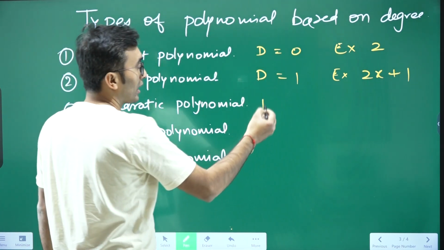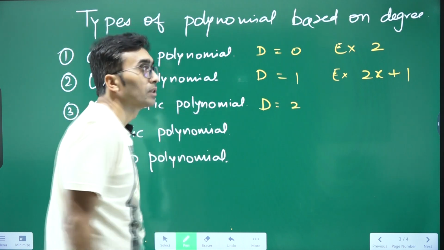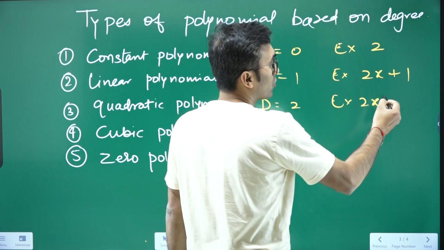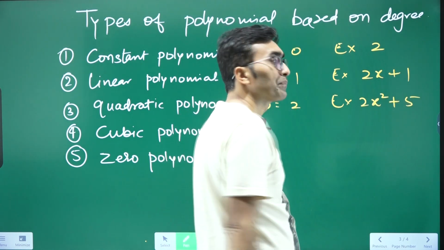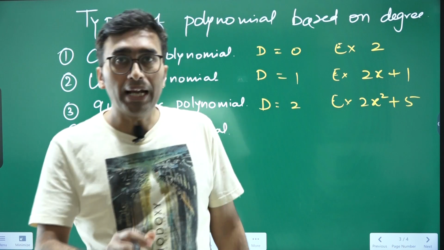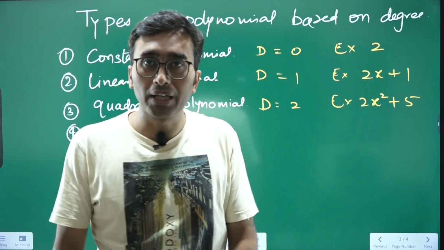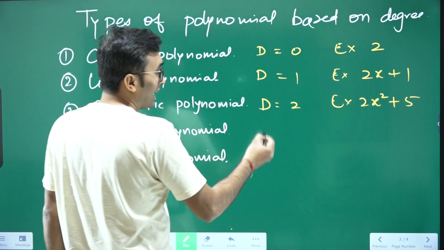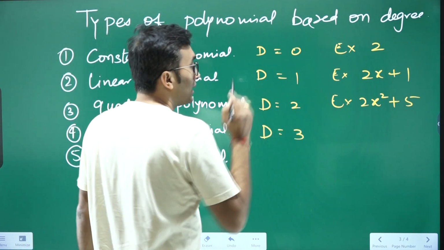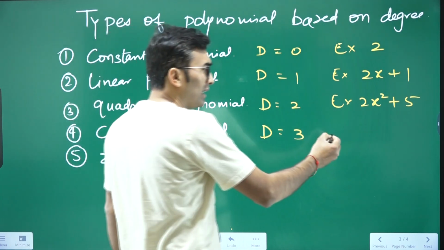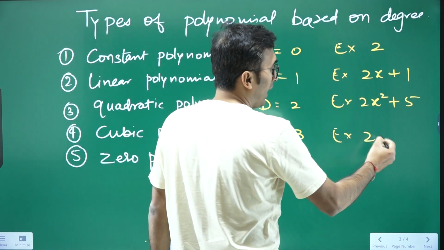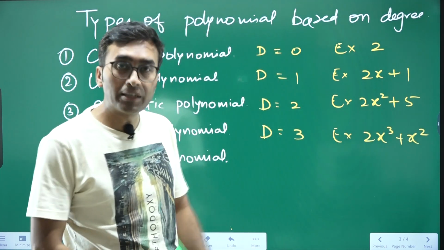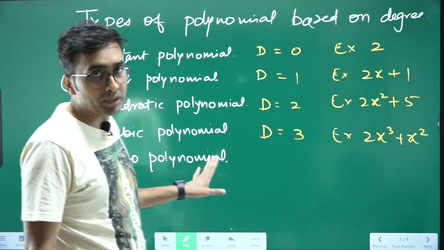Then we have a quadratic polynomial. The degree is 2. We can take an example like 2x square plus 5. The highest power is 2, so that's why it is called a quadratic polynomial. Now, cubic polynomial: the degree is 3. Take an example like 2x cube plus x square. We have the highest power 3, so that's why it is a cubic polynomial.